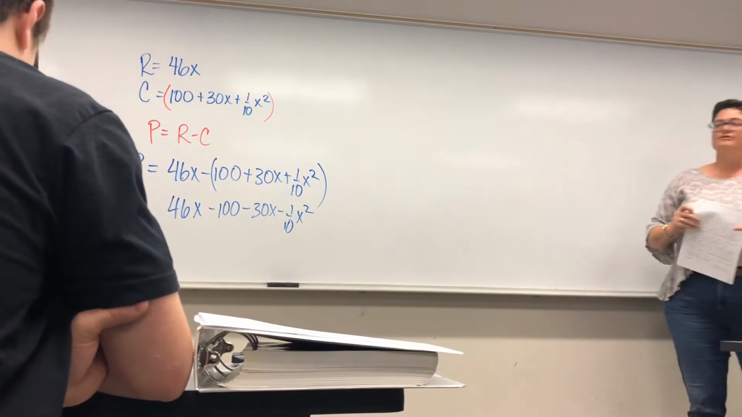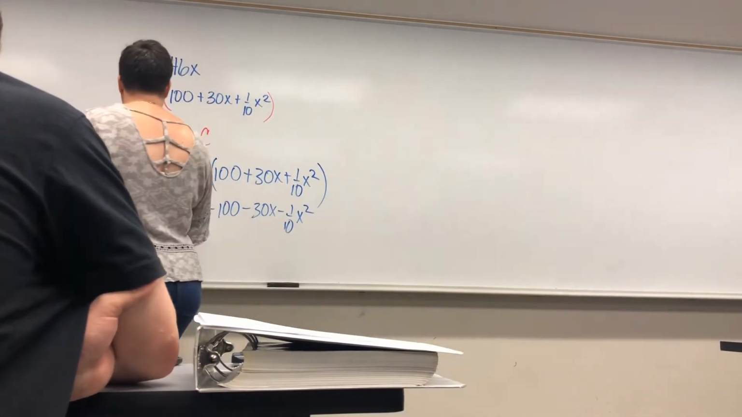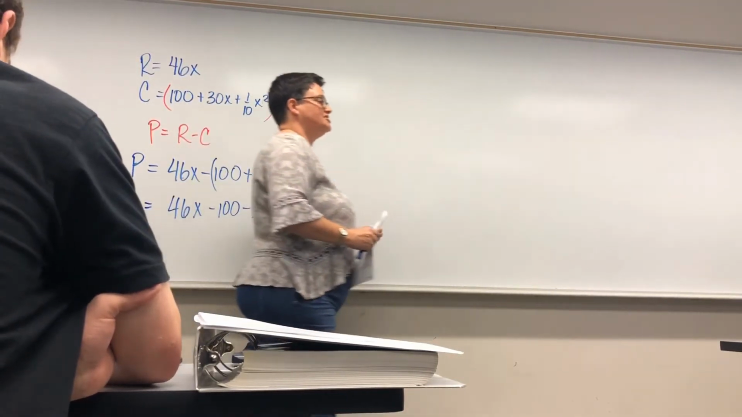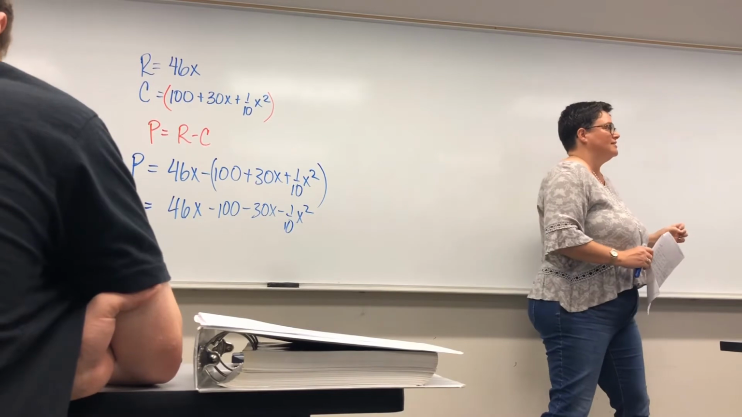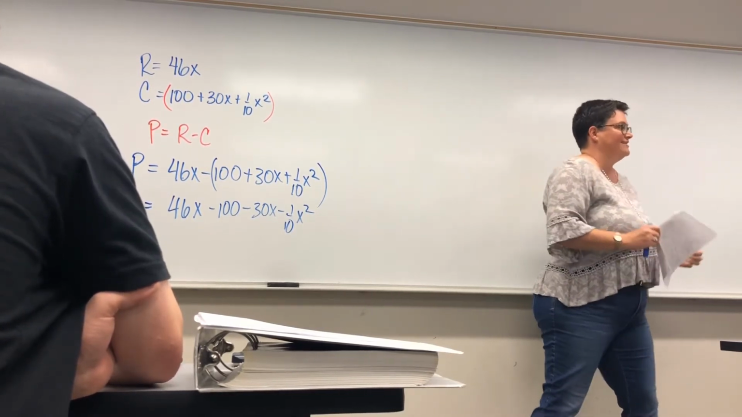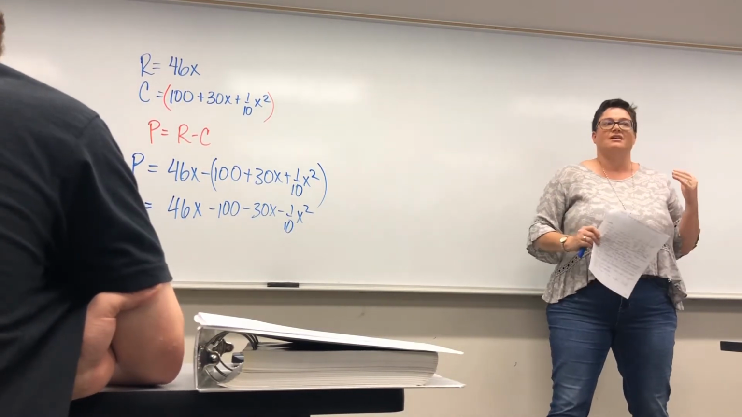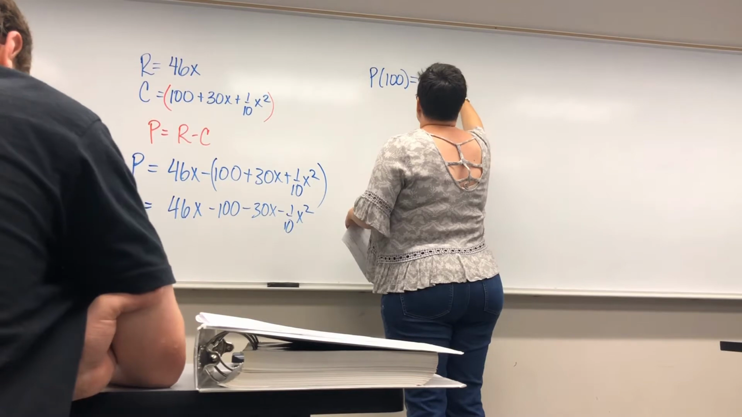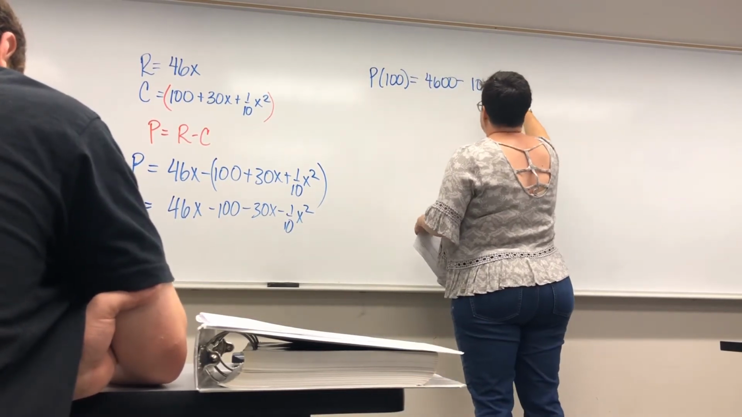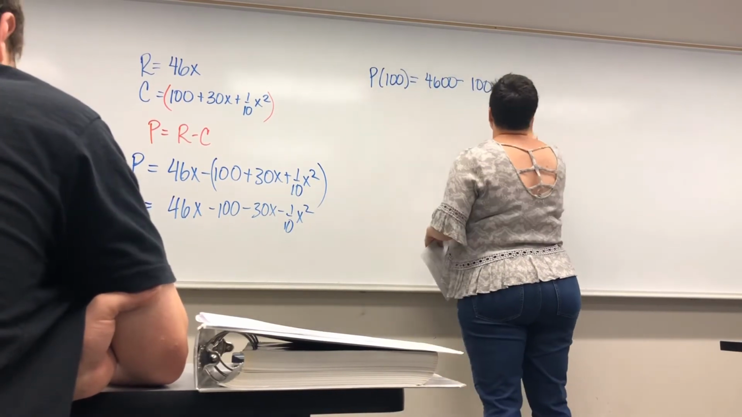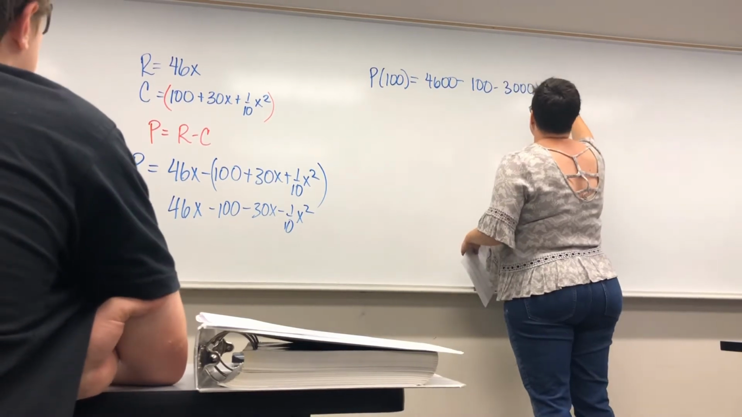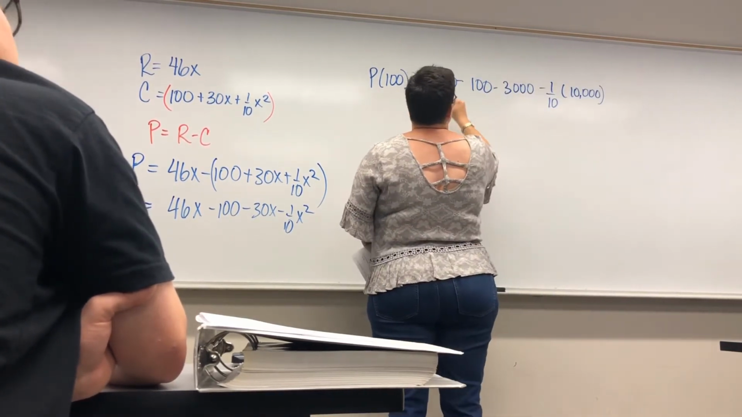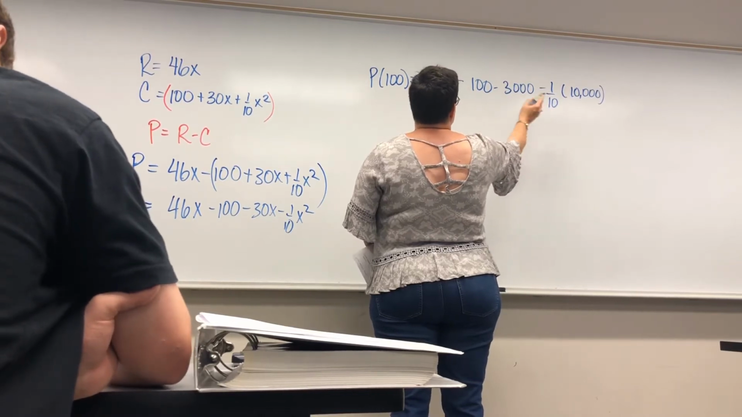Find profit when 100 junk muffins are sold. What do I do? Did it ask for marginal profit? No, RTFQ. Read the full question. So it asked for profit. So where are you gonna plug 100 in? The X in the profit function, right? If it wants profit, you go to the profit function. If it wants slope, you go to the derivative. So profit at 100 is gonna be 4,600 minus 100 minus, let's see, 3,000 minus 1/10 of 10,000. So that's 4,500, 1,500, 1,000 is 500.